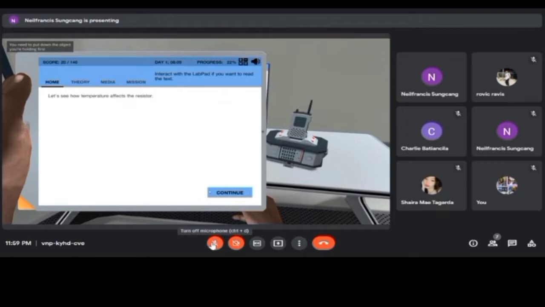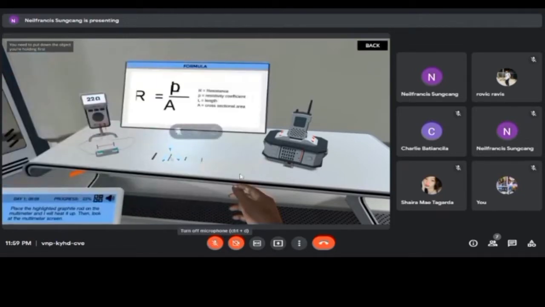Let's see how temperature affects the resistor. Place the highlighted graphite rod on the multimeter and I will heat it up. Then, look at the multimeter screen.